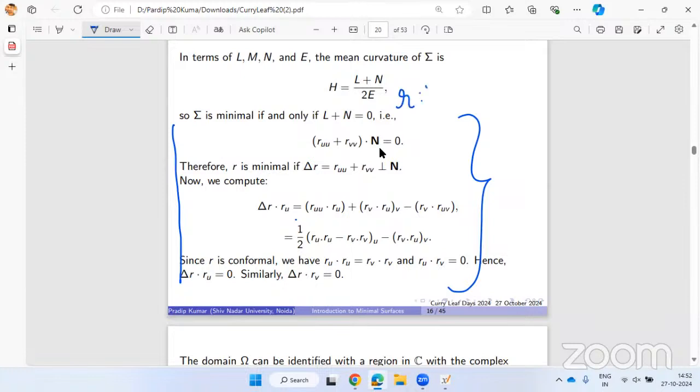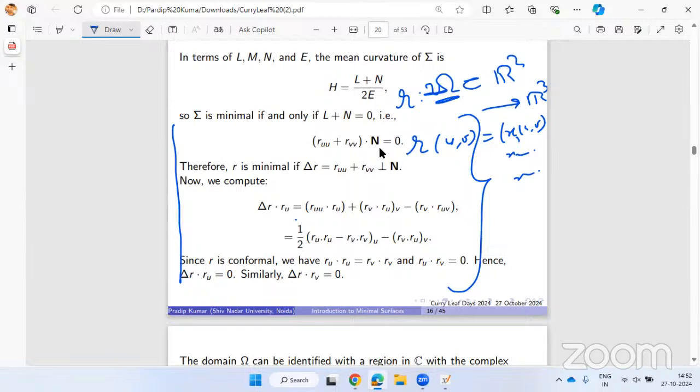suppose R from omega, a subset of R2, to R3, where R of (u, v) equals (x1(u, v), x2(u, v), x3(u, v)). Then if the mean curvature is 0, and moreover, the parameters are isothermal, then it turns out that delta R equals 0.